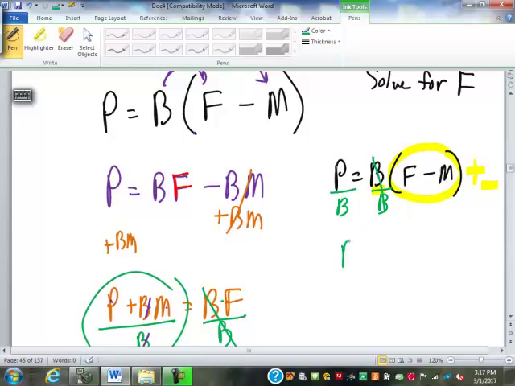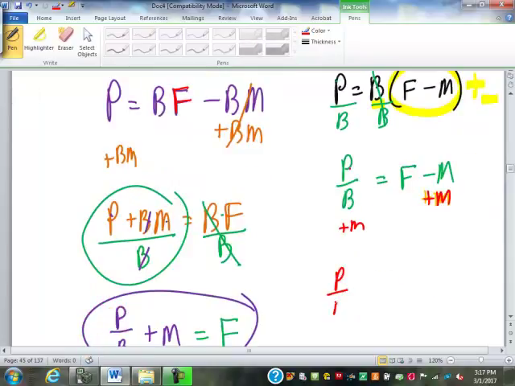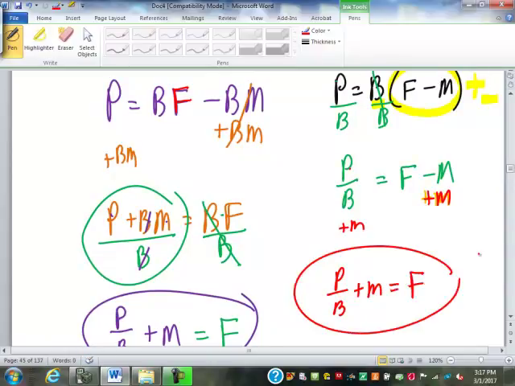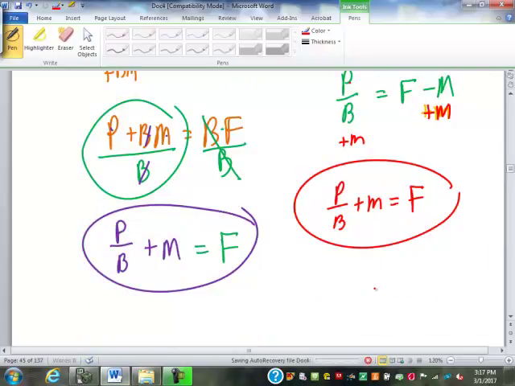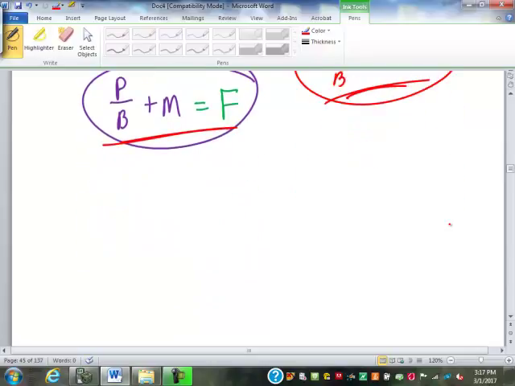So p divided by b is p over b. That equals f minus m. Then to solve for f, I have to add m. So p over b plus m is p over b plus m. So f is equal to p over b plus m. So you can see here, that made this a little bit shorter and a lot easier to solve. We can do that with our numerical equations as well, but again, it only works when we have just that distribution on one side.